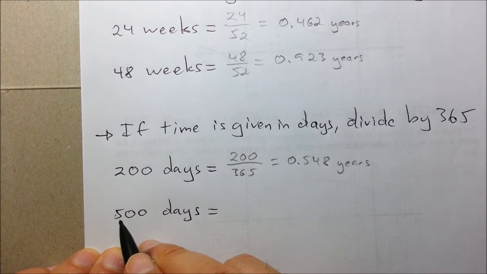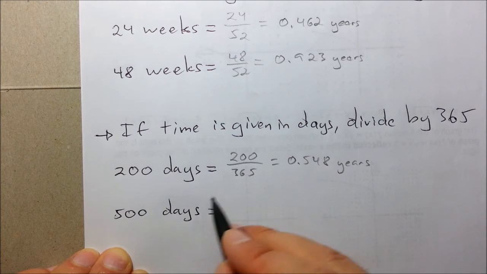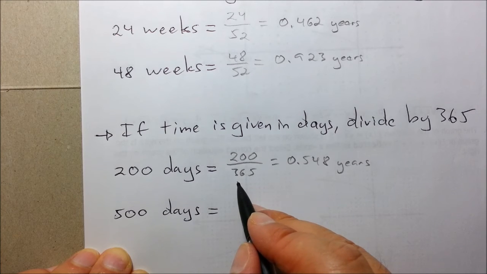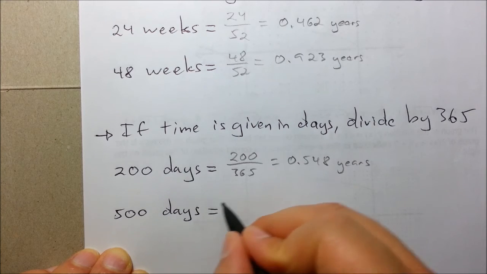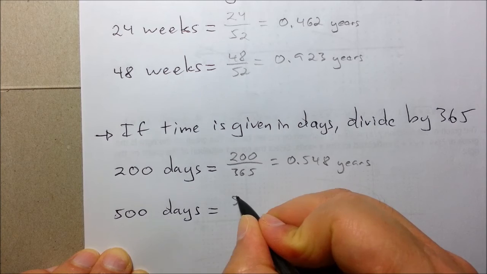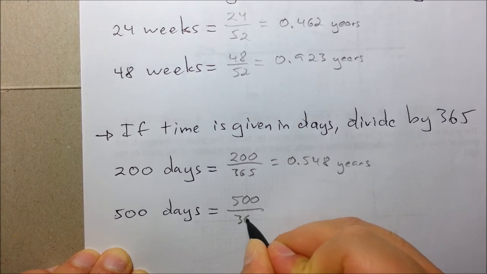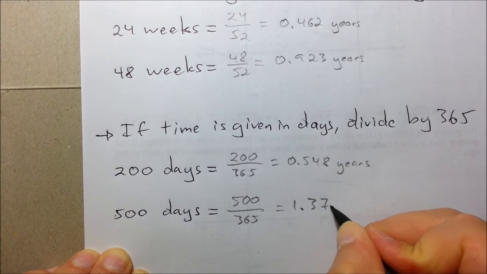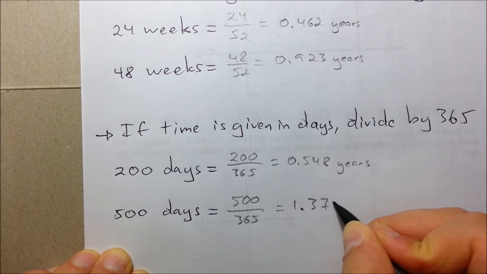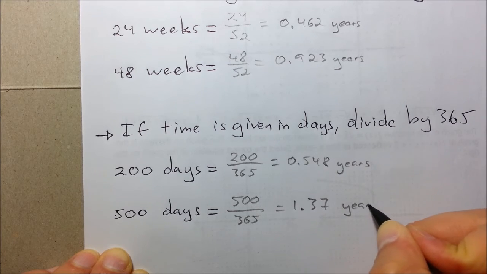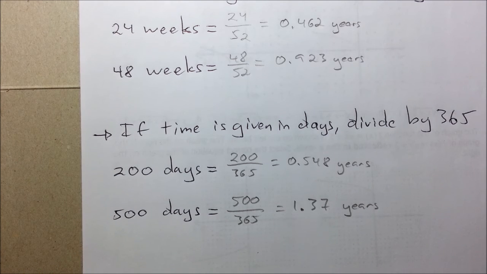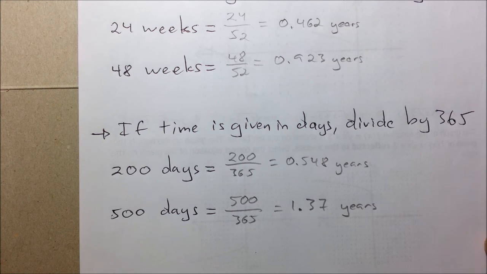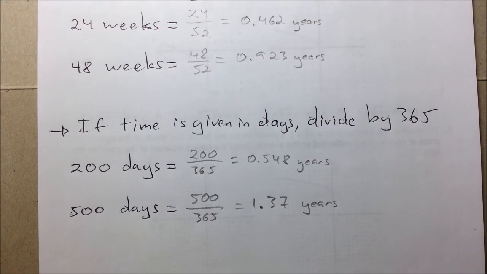So we can say that roughly this is over a year for sure. It's not 2 years, because 2 years would be what, 600, almost 700 days. So 500 divided by 365 is equal to 1.37 years. Okay, so keep that in mind. Now let's take a look at how this works out in some examples.